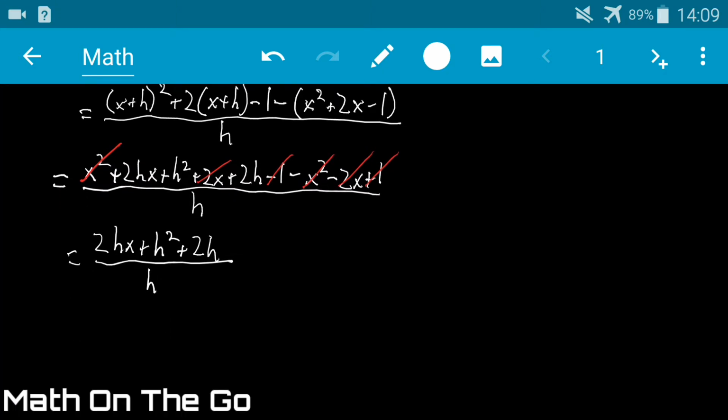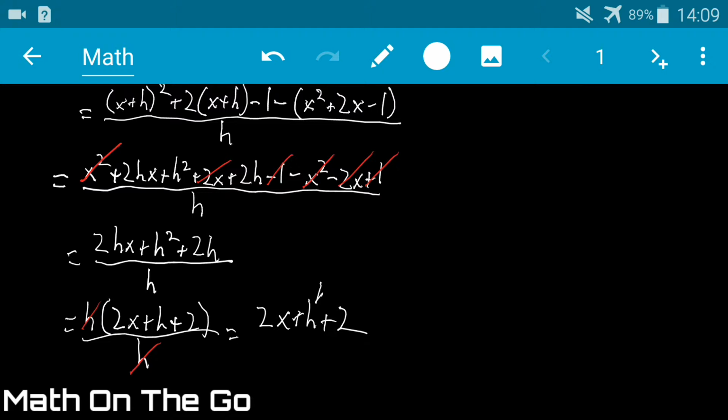And then what we're going to do is pull an h, because there's an h in each term here, so we're going to pull an h out in front. So we're left with h times 2x plus h plus 2, over h. Now we've got an h in the numerator and the denominator, so we can cancel our h's. That leaves us with 2x plus h plus 2.